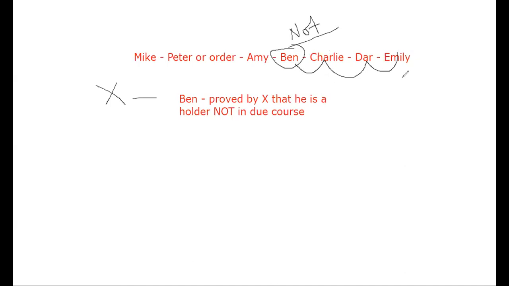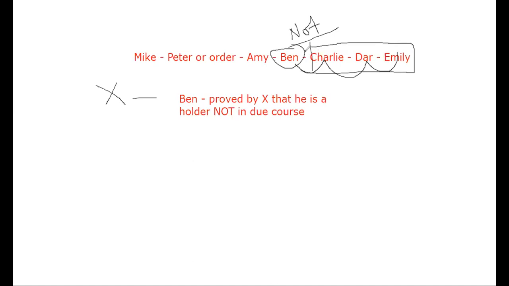In this particular case, is it necessary on the part of Charlie, Dar, and Emily to prove that at the time they receive the instrument, they are holders in due course? Or will the presumption found in Section 59 that every holder is presumed a holder in due course apply to Charlie, Dar, and Emily, parties after it was shown that Ben is a holder not in due course?